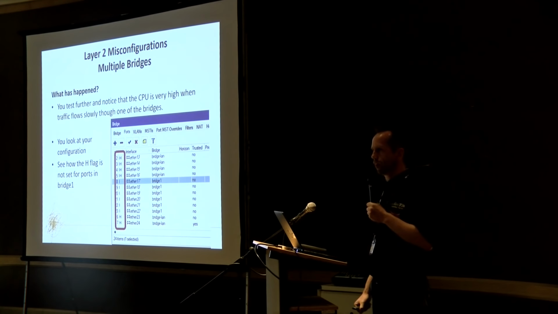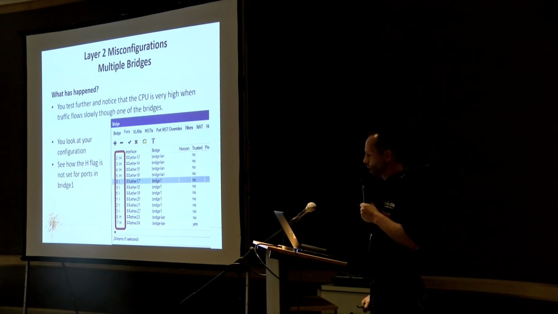You test further, and you notice that sometimes when you're passing traffic, the CPU becomes really high, and traffic still flows slowly when the CPU gets high. So then we need to start looking at the configuration. And you notice here, on this screenshot, I've got some ports in bridge LAN, but then I've got ports 17, 18, 19, through to 22 in bridge 1.